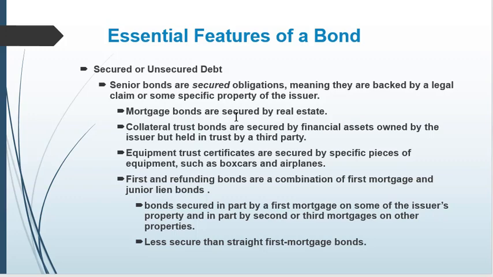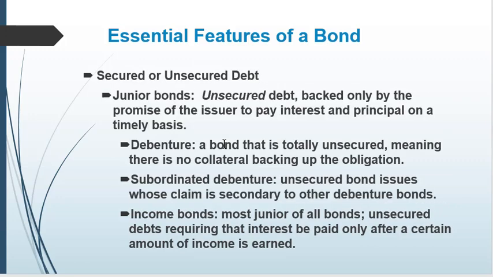So if the company runs into trouble and they have to pay back the debt, say they go into bankruptcy, the first things that get paid back is this secured debt. So they're first in line, if you will, to receive any payback from companies that may find themselves in trouble. So secured junior bonds are what are referred to as unsecured debt. That is, they're backed only by the promise of the issuer. A debenture is the word that describes something being totally unsecured. It means there's no collateral backing up the obligation.